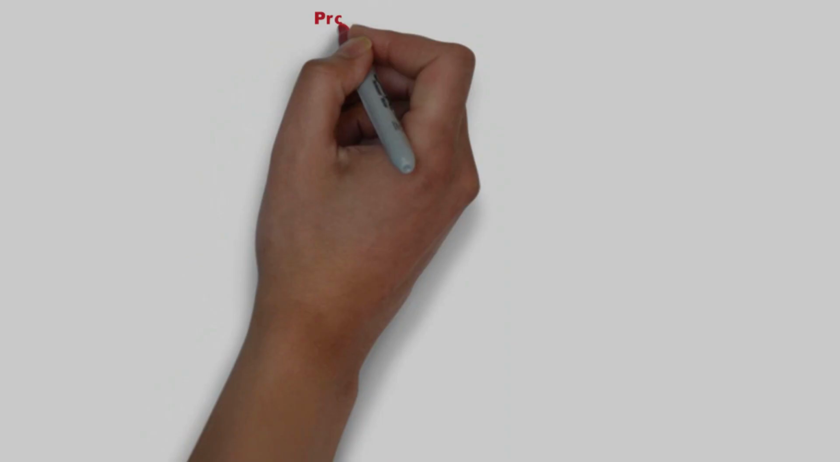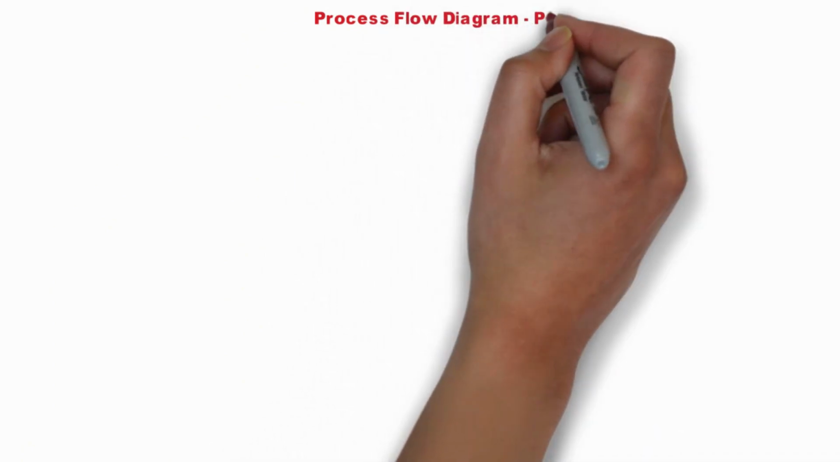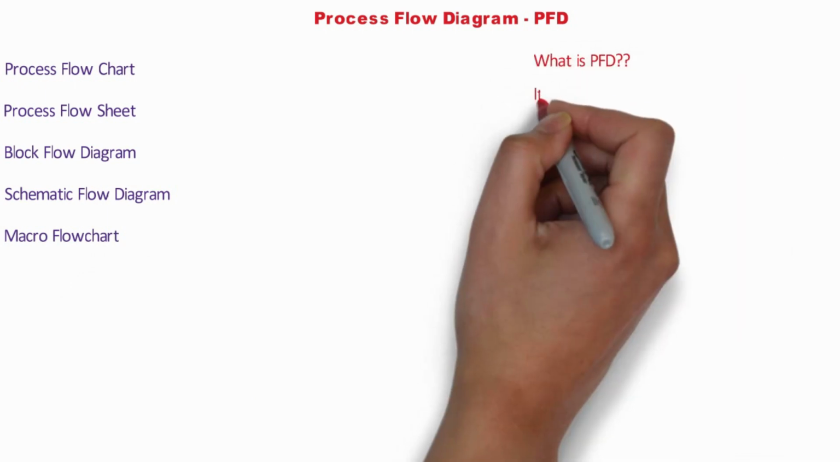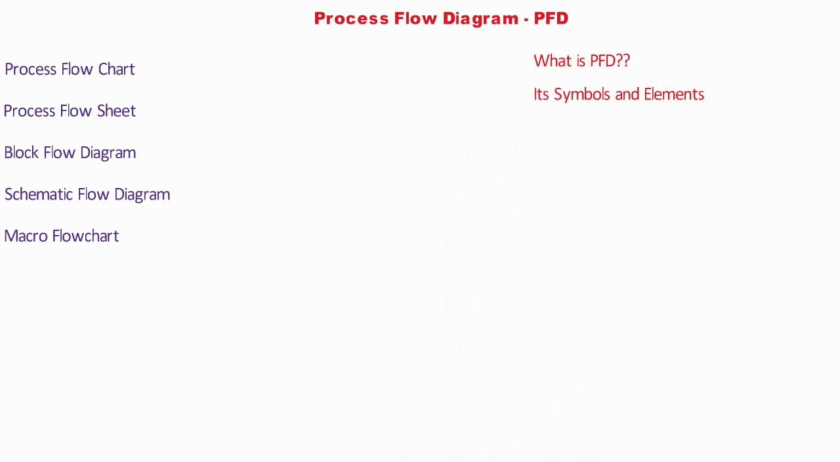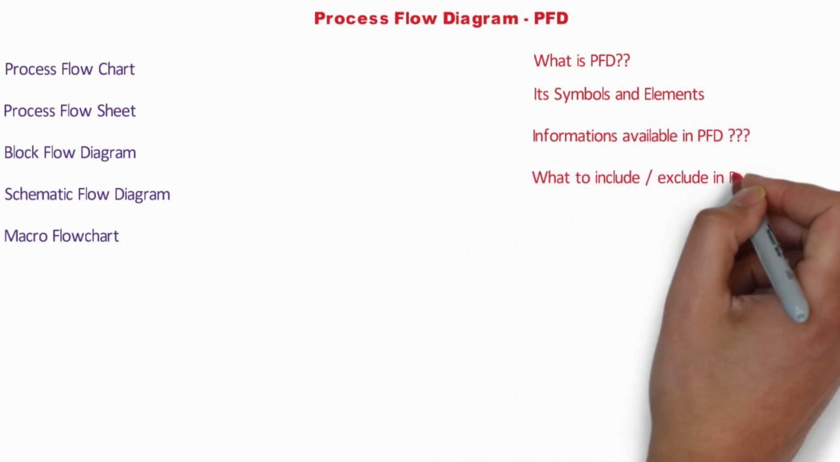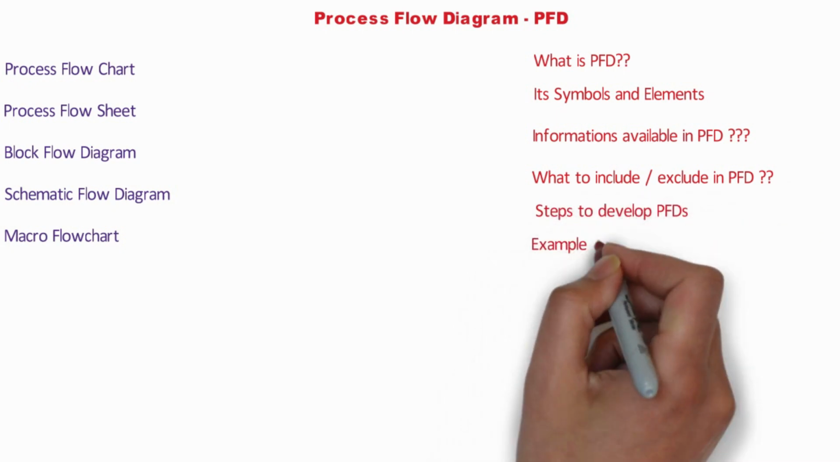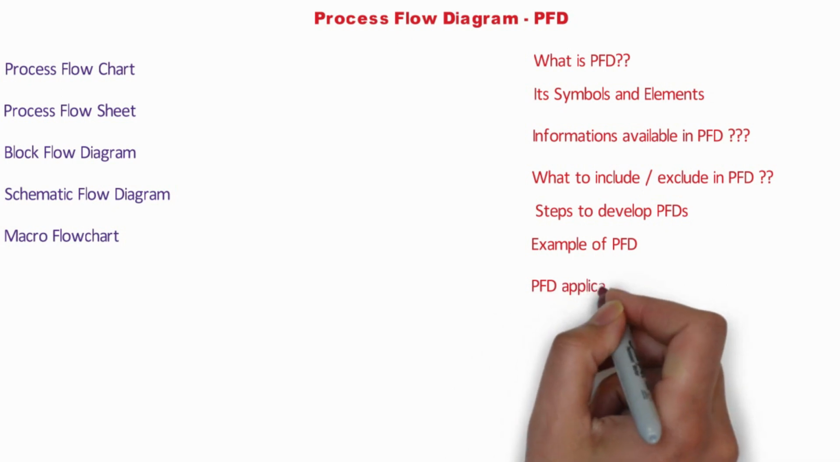In this video, we are going to discuss the process flow diagram. You may also know this by different names like process flowchart, process flowsheet, block flow diagram, schematic flow diagram, macro flowchart. We are going to explain in detail topics like what is a PFD, its symbols, elements, information available in PFD, and what to include or exclude in PFDs. Steps to develop PFDs, examples of PFDs, and its application.